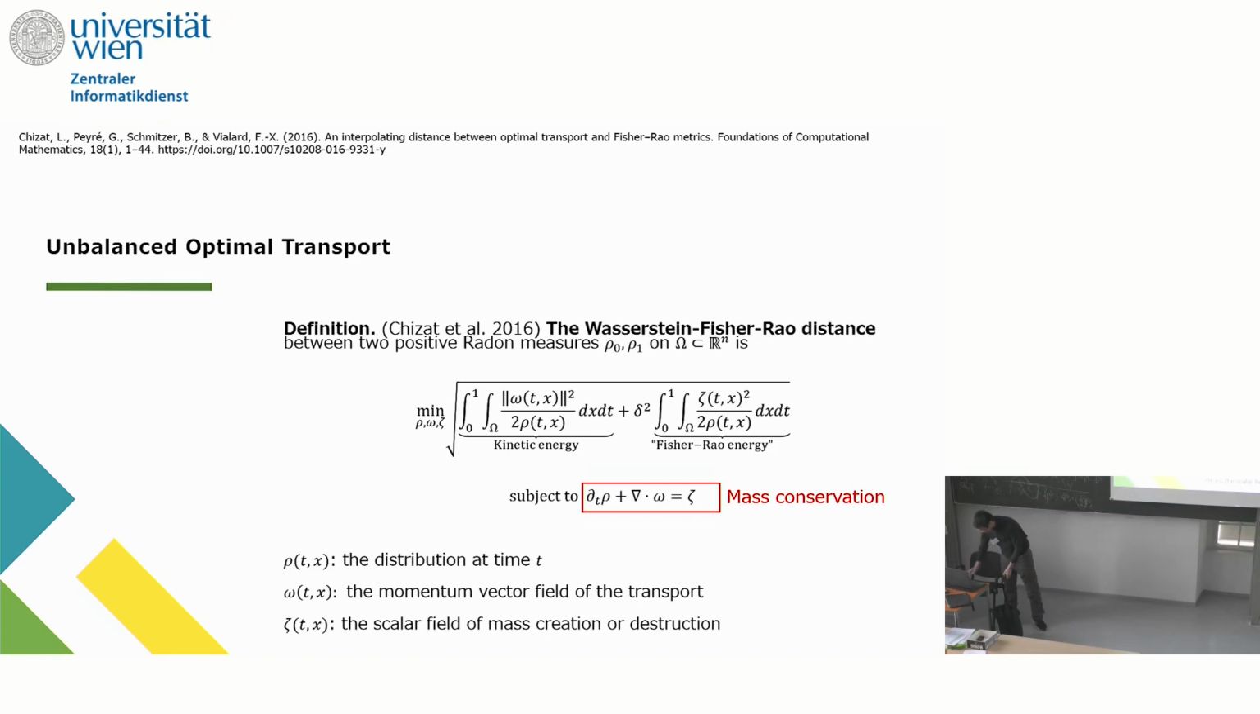So yeah, it penalizes the mass creation and the destruction. Now we also have this delta squared, which will control how we balance the creation, destruction, and the transport. So if delta is large, creation or destruction is more penalized. So it means that the transport is more economical.